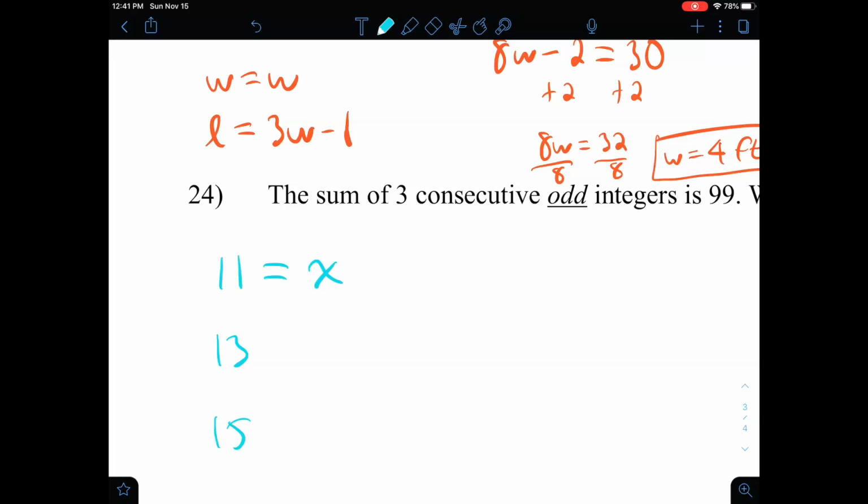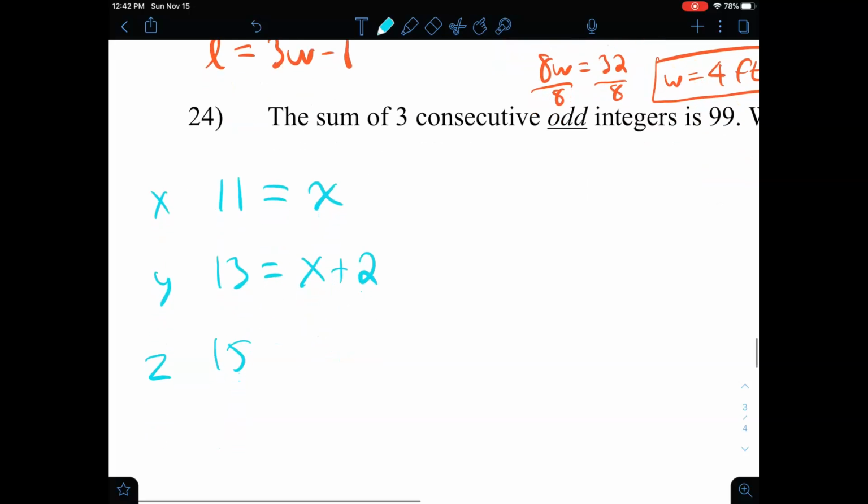I'm going to call the smallest number x, to give us a frame of reference. Because I could call these numbers x, y, and z, but if I do x plus y plus z equals 99, I can't solve that because I have 3 variables. I need 1 variable to work with here, all right? So my question for you is, how do we get from 11 to 13? Well, you add 2, right? So we could say that 13 is actually 11 plus 2, or x plus 2.